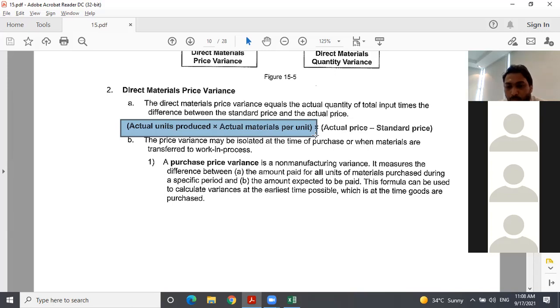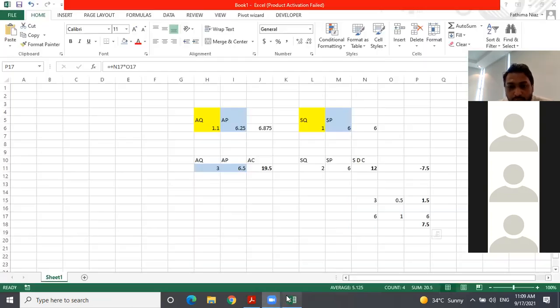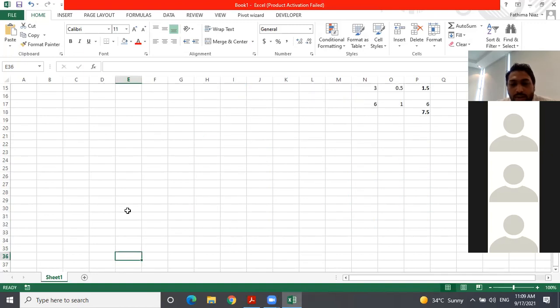No, actual quantity we are getting. Yeah, actual unit produced. See, for example, to produce actual material per unit, you have to put 5 units of input to get 1 unit of output.